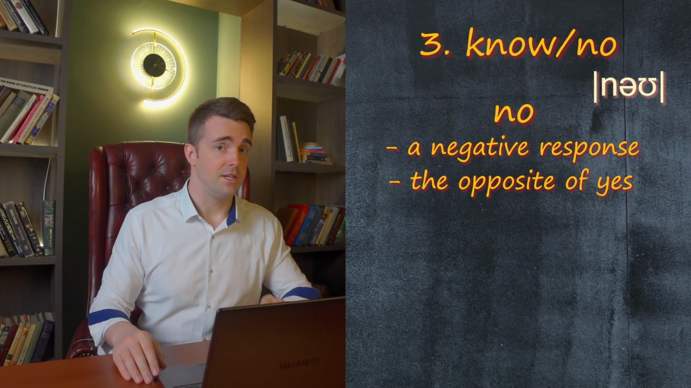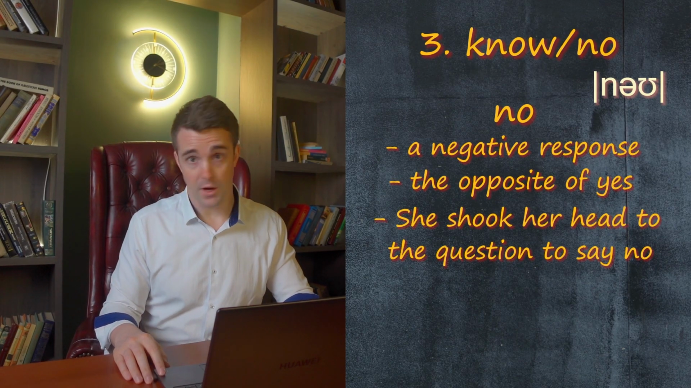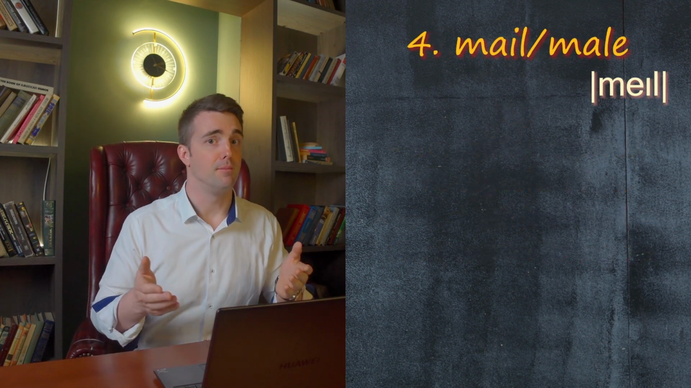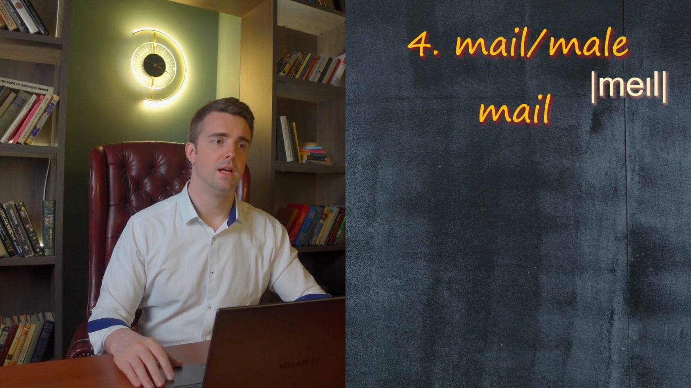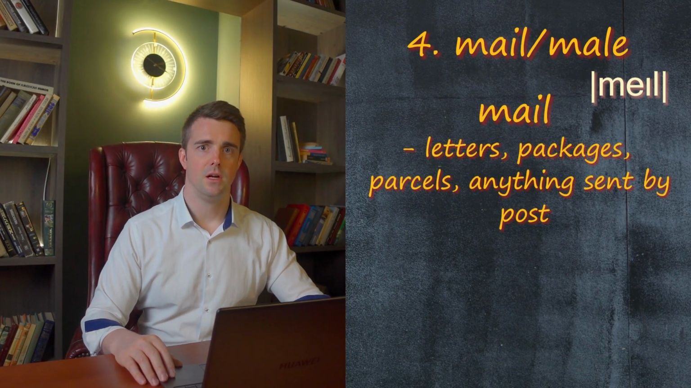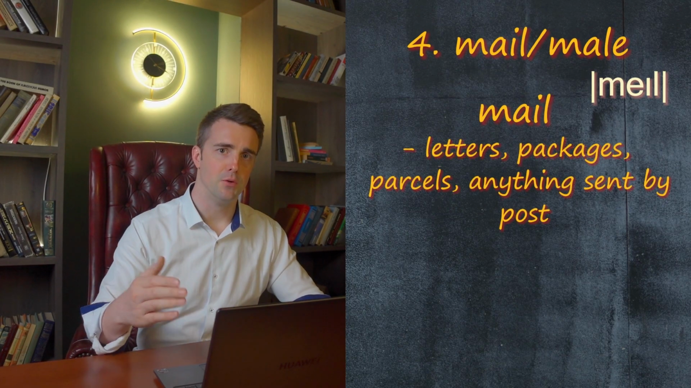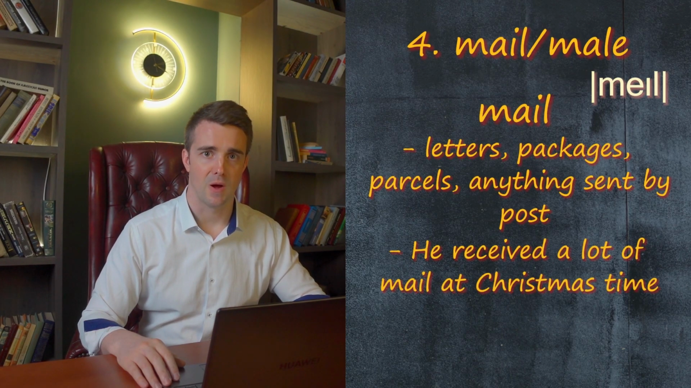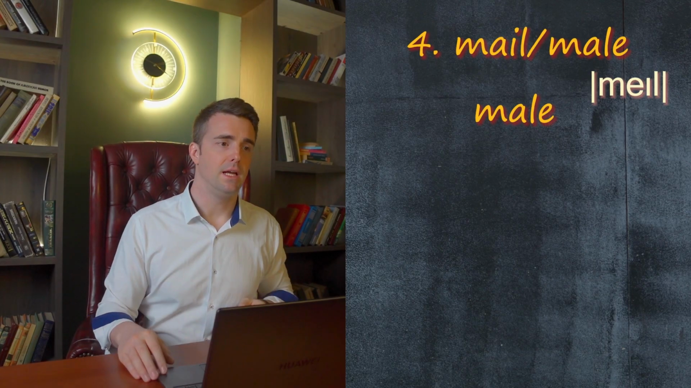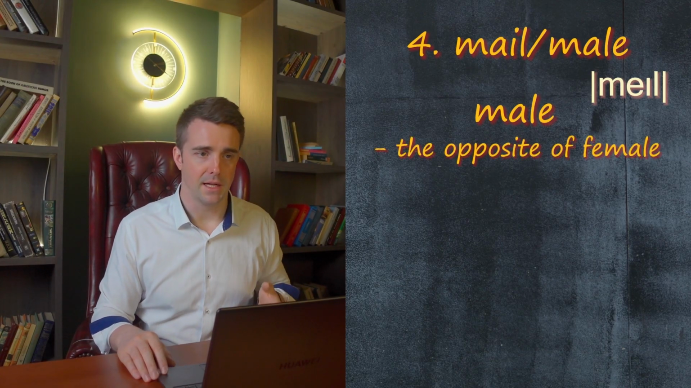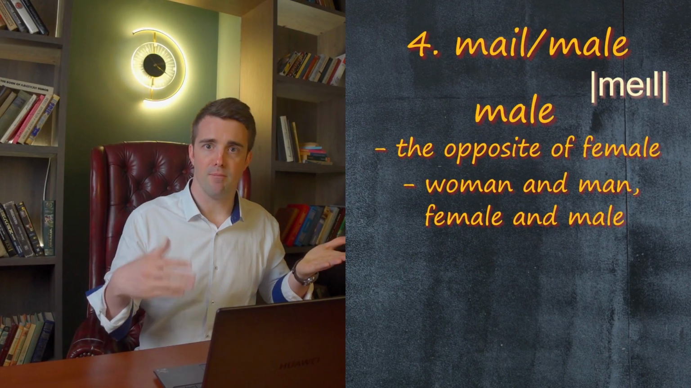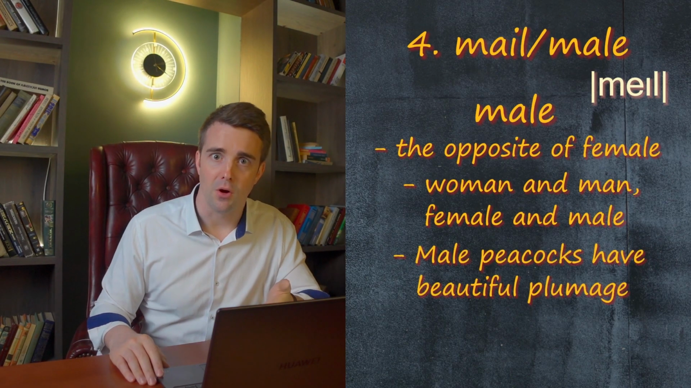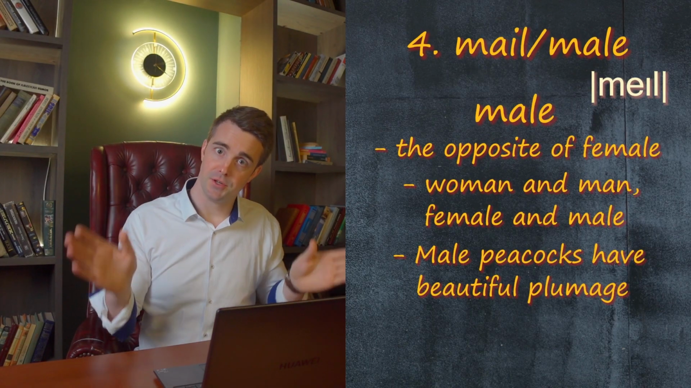So for example, she shook her head to the question to say no. Then we have mail and male. So mail is letters, packages, parcels, anything sent by post. So for example, he received a lot of mail at Christmas time, whereas male is the opposite of female. So the male sex, you have woman and man, female, male. So for example, male peacocks have beautiful plumage.